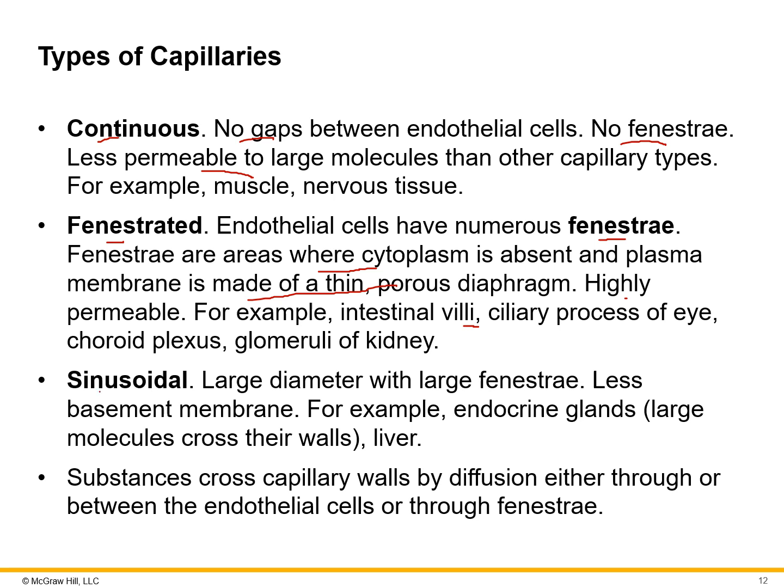And then we have the sinusoidal, which have a large diameter. They also have those fenestrae, which are much larger, less of a basement membrane, and this is mainly going to be our endocrine glands, seen also in the liver as well. So substances cross those capillary walls by diffusion, either through or between the cells, or more commonly through those fenestrae. That's why the continuous doesn't have as much permeability, because they lack those.